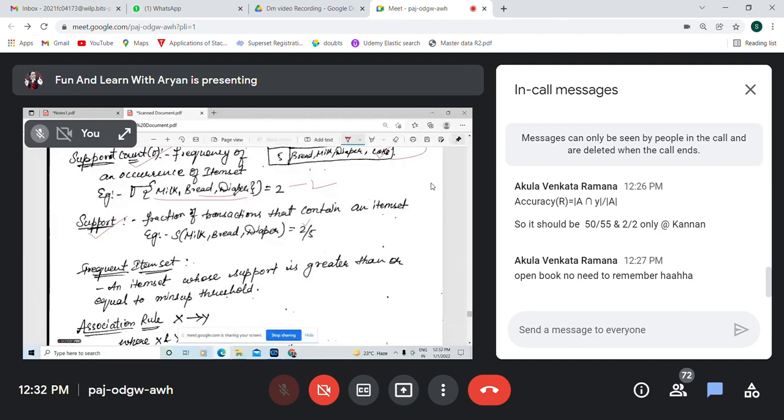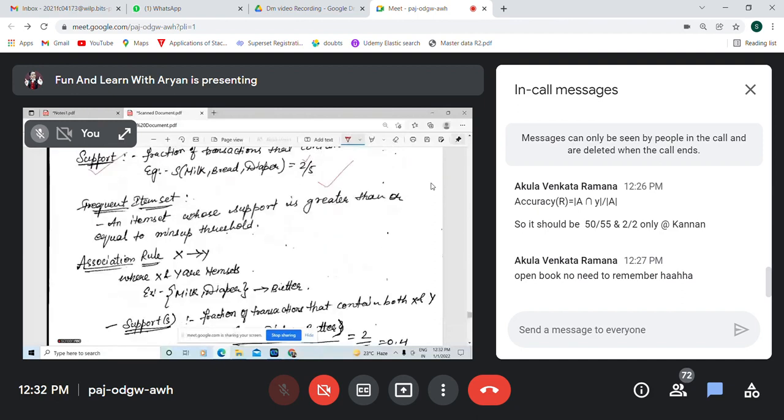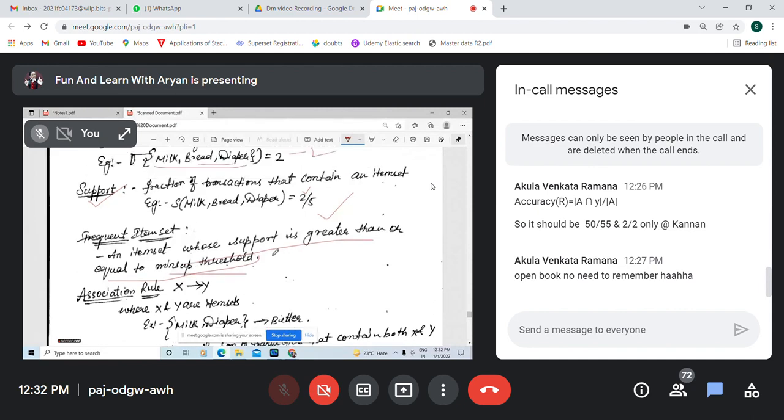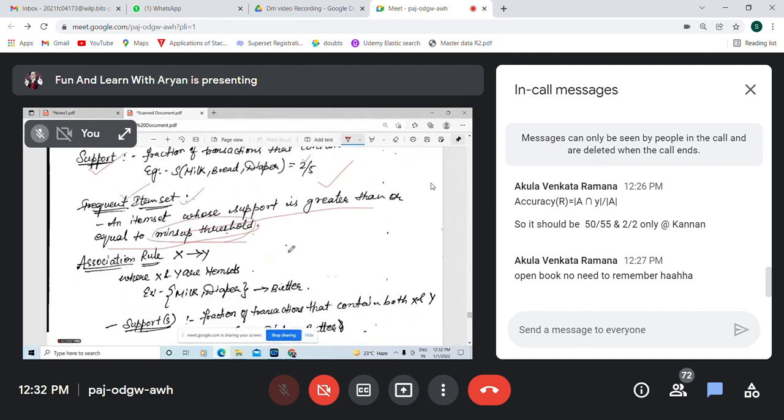Now, which is a frequent item set? How do you calculate a frequent item set? An item set whose support is greater than or equal to the minimum support threshold. You will be given some threshold value. Whichever item set has support greater than this minimum support threshold, that is your frequent item set. We will see how to calculate that.